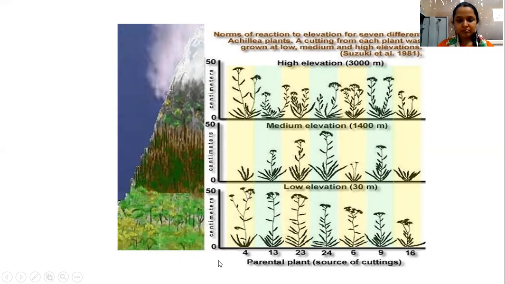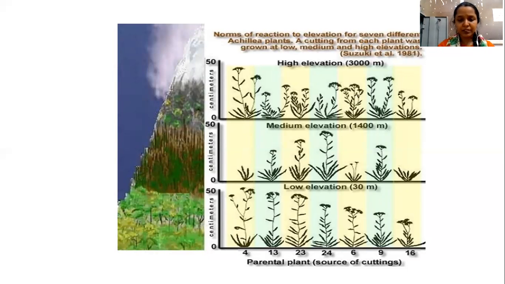First, from 0 to 30 meters, the phenotype of this particular plant will be like this. Whereas at more elevation, above 30 meters in height, the phenotype will be like this. And at higher elevations, like 1400 meters, the phenotype of the individual will be like this. So there will be change in the height of the shrub, the flowering of the shrub, the leaves, and the branching of the shrub. All those will be very different at different elevations.